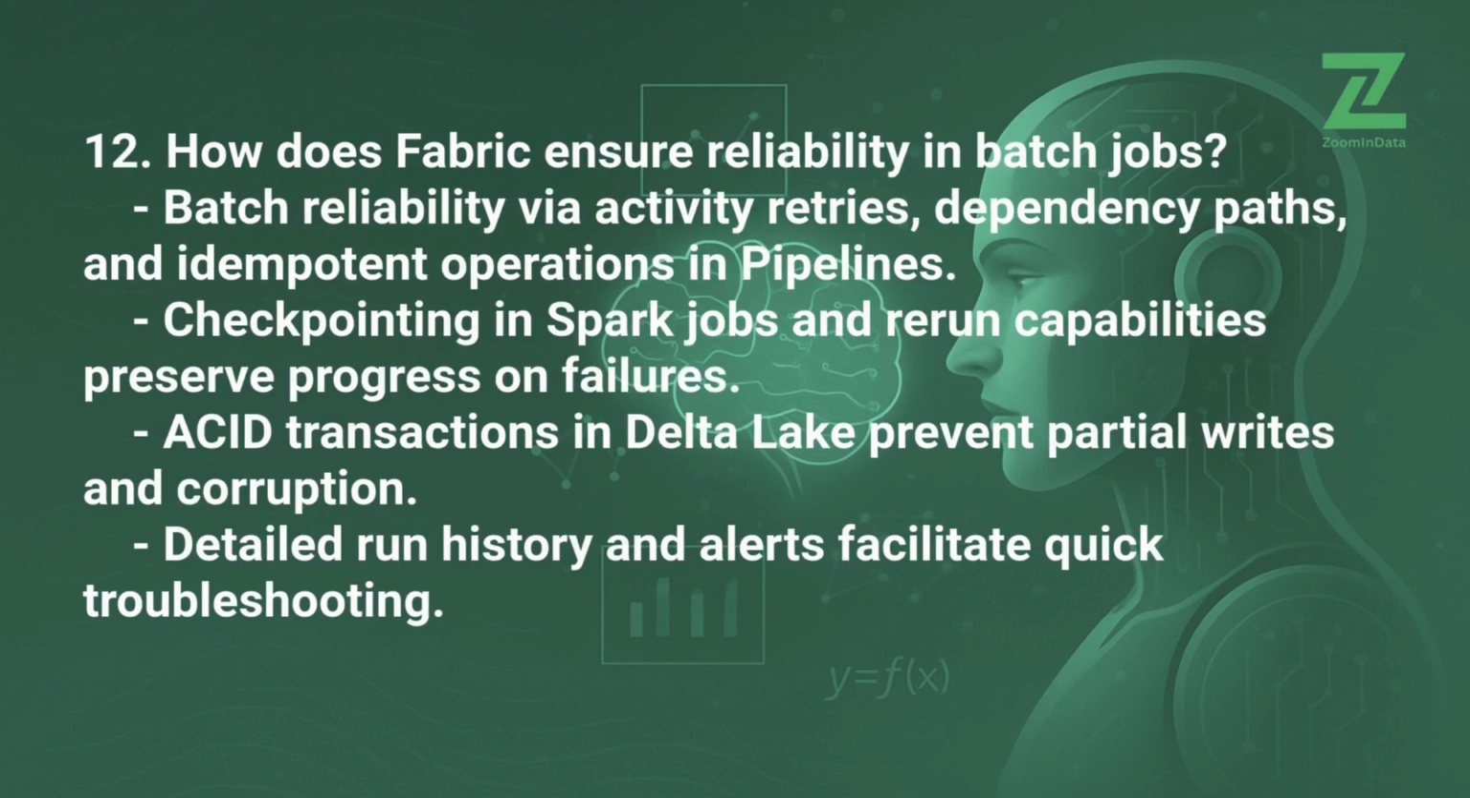12. How does Fabric ensure reliability in batch jobs? Batch reliability via activity retries, dependency paths, and idempotent operations in pipelines. Checkpointing in Spark jobs and rerun capabilities preserve progress on failures. ACID transactions in Delta Lake prevent partial writes and corruption. Detailed run history and alerts facilitate quick troubleshooting.